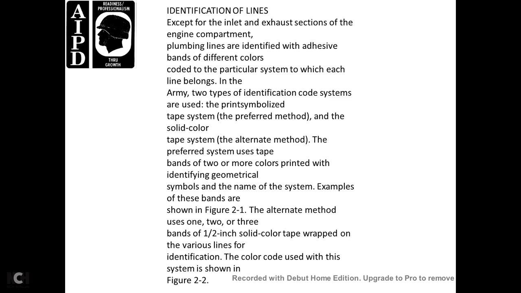Identification of lines. Except for the inlet and the exhaust section of the engine compartment, the plumbing lines are identified by adhesive bands with a different color coded to the particular system to which each line belongs. In the Army, two types of identification code systems are used. The printed symbolized tape system is the preferred method, and the solid color tape system is the alternative method. Some systems use tape bands with two or more colors printed with identifying geometrical symbols and the name of the system. Examples of these bands are shown in figure 2.1. The alternate method is one, two, or three bands of 1.5-inch solid color tape wrapped on the various lines for identification. The color code used with this system is shown in figure 2.2.